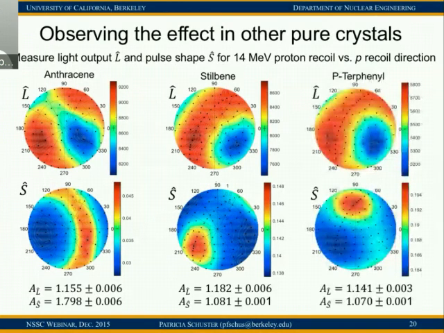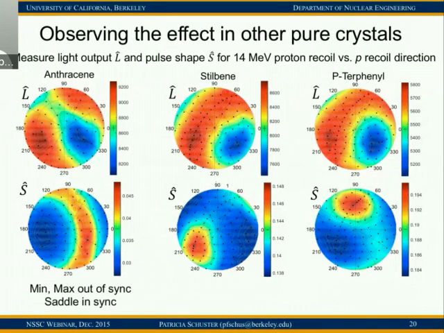And then the last material here is p-terphenyl, and the light output anisotropy is, again, on the same magnitude, and the pulse shape anisotropy is on the same order as stilbene. What's more interesting about these three is that the relationship between the light output and pulse shape anisotropy is different in all three. In anthracene, we saw that the minimum and the maximum are opposite in the two, they're out of sync. But then the saddle point in the distribution is at approximately the same location.